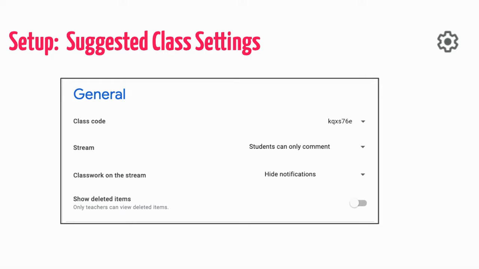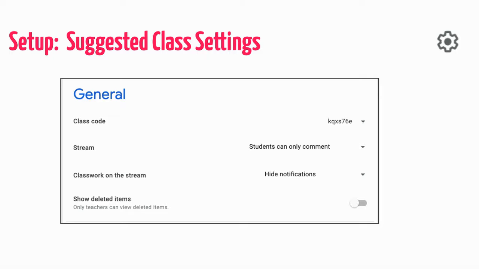Here's some suggestions for setting up your Google class. In the general settings area, you will see the class code. Just keep it as it is. This is a code you can share with students for them to join your class. But you can also add them under the People section of Google Classroom.